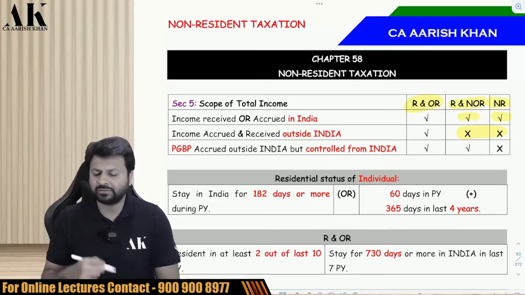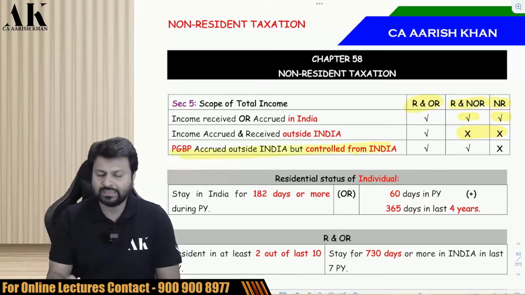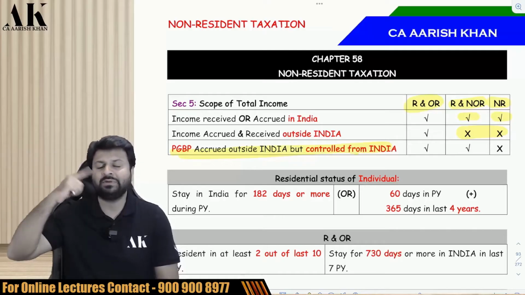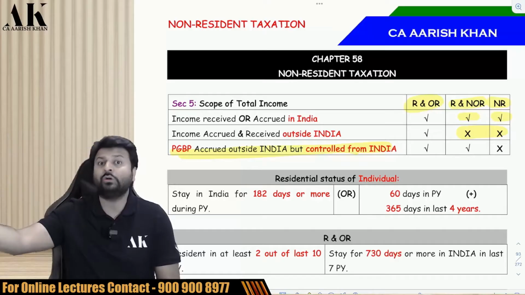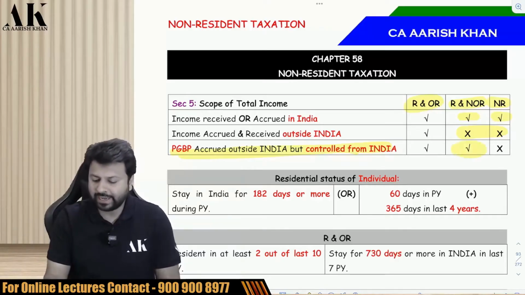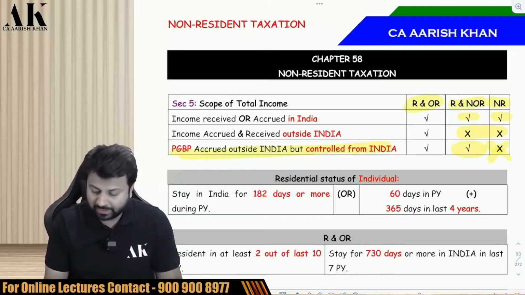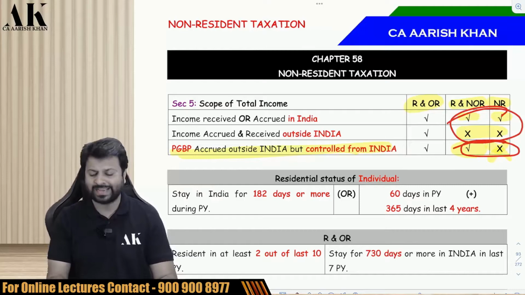Then what is the difference between NOR and NR? The difference is only because of one point, and that is PGBP. If the PGBP is accrued outside India, but it is controlled from India, then NOR will pay tax, NR will not pay tax. This is the only difference between NOR and NR. Rest of the items between NR and NOR are exactly the same.